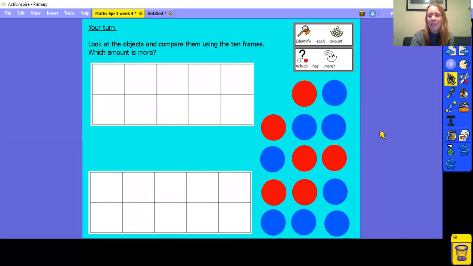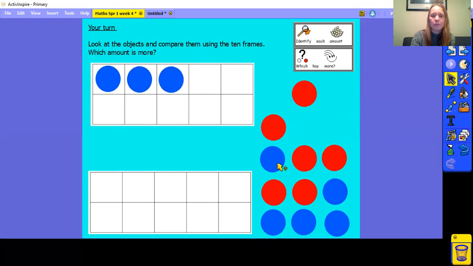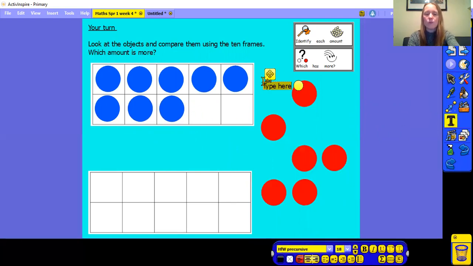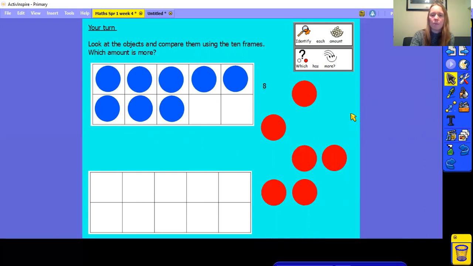Okay, let's try this one. Let's find the first amount and put the blue counters onto the top 10 frame. 1, 2, 3, 4, 5, 6, 7, 8. There are 8 blue counters. Let's write 8 to help us to remember.